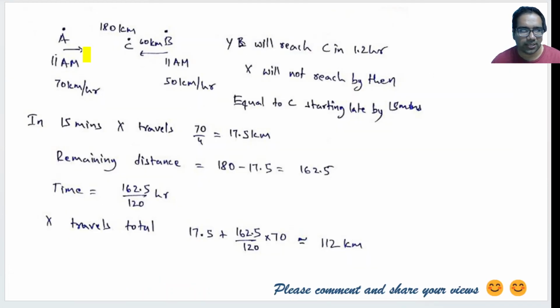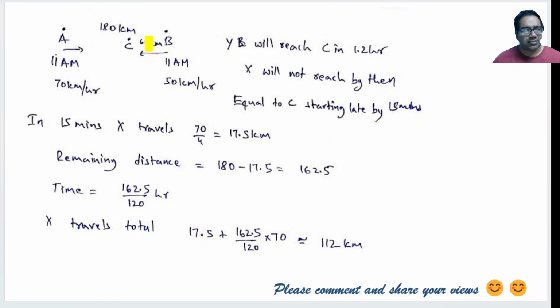When do these two trains meet? A and B. For example, A is traveling to the right and B is traveling to the left. Both are starting at 11 a.m., let's say. But this train Y is reaching C and stopping there for 15 minutes.